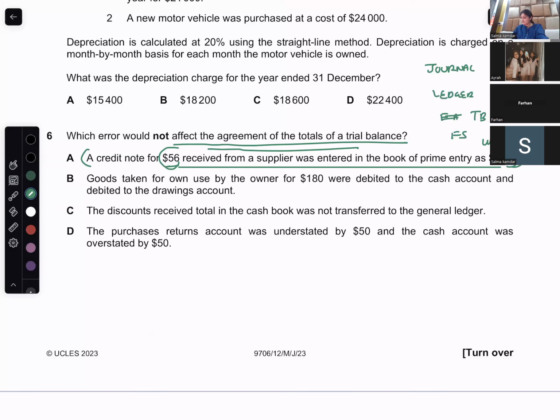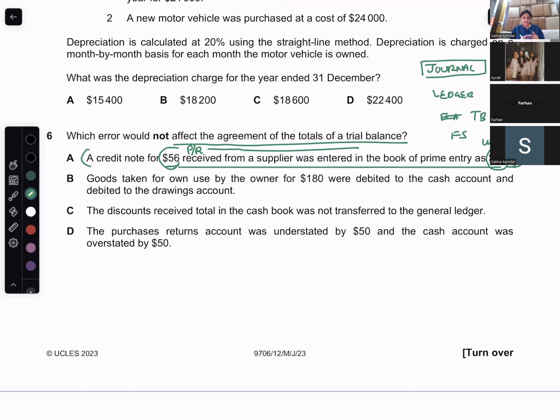So something which has been done wrong at the first stage. Okay, it is a credit note received. Credit note received is for purchase returns. The purchase return was entered at 65 instead of 56 on the very first stage. That means everywhere it was wrong. So will it affect the agreement of the trial balance? Yes, it will affect because everywhere it was wrong.